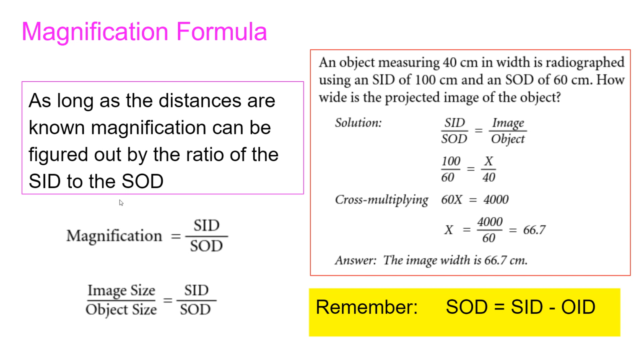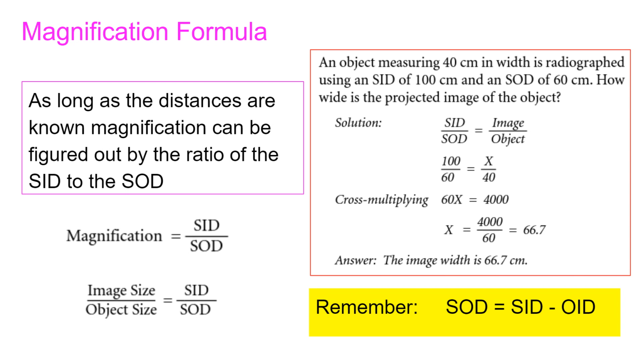So an object measuring 40 centimeters in width is radiographed. So that's the object. Is radiographed using an SID of 100. So here's 100 and an SOD of 60. Here's our object, right? So you're left with one thing to figure out. What is the magnification going to be of the image?